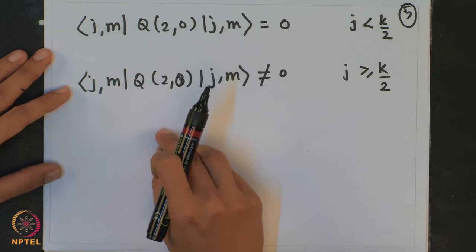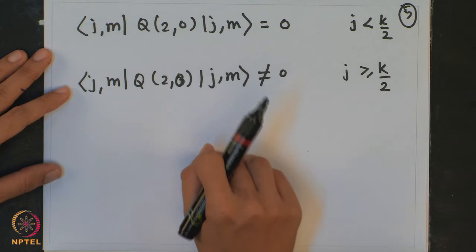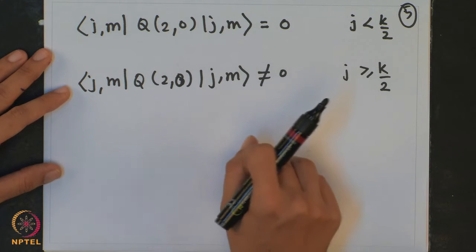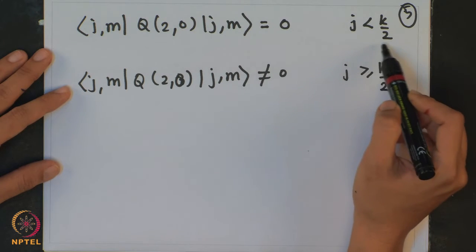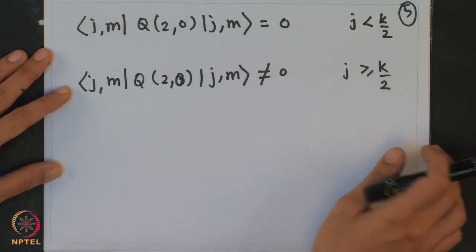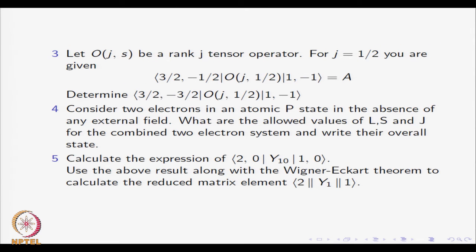So, we have shown here that the pole moment of the charge distribution has 0 expectation value in any state where the angular momentum j, in this case, is less than k by 2. So, it is just by inspection you can understand and solve this problem. Now, let us go to the third problem. The third problem is again a recollection of the problem we did in the 11th tutorial, wherein the question was of a similar kind.